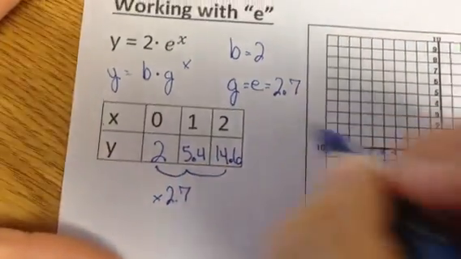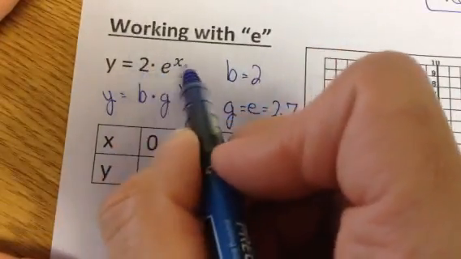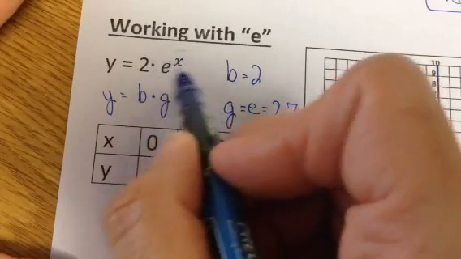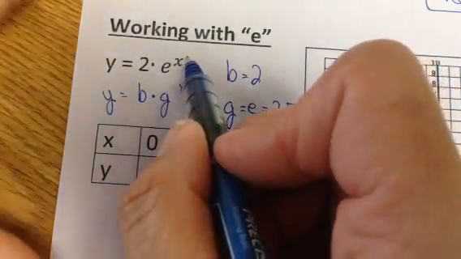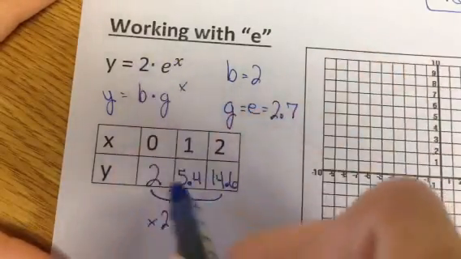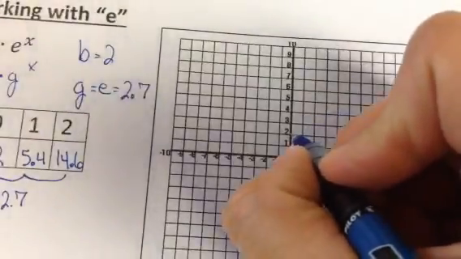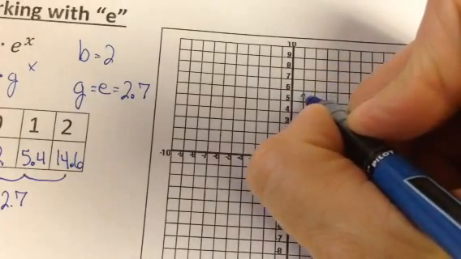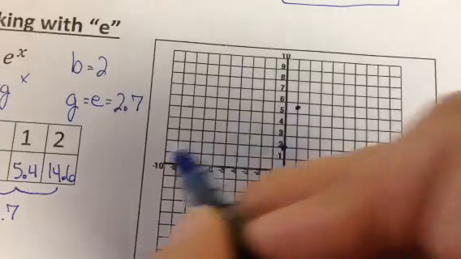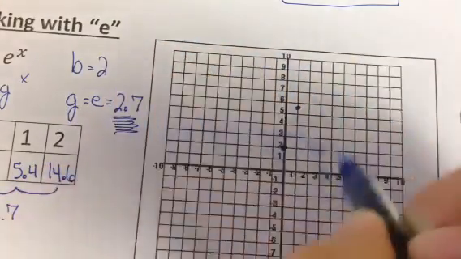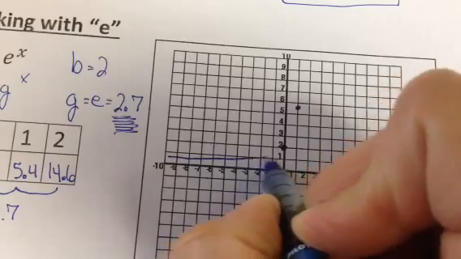The other way I could get my table is to use the equation and put 0 in here and 1 in here and 2 in here and let the calculator do the work. If you're going to let your phone do the work, you need to realize that this e to the power would happen first, and then they would take that times 2 to get these numbers. So you can graph it, 0, 2. Here's one with 5.4. The other one doesn't fit. And since G is bigger than 1, we're going to have that growth shape.